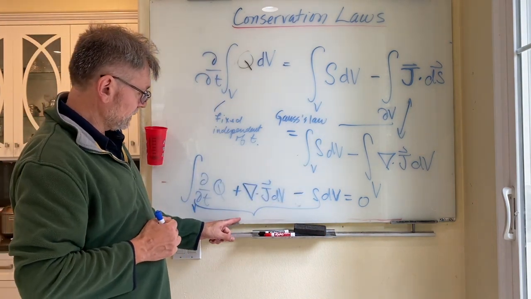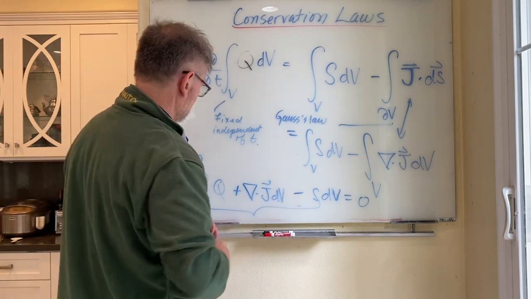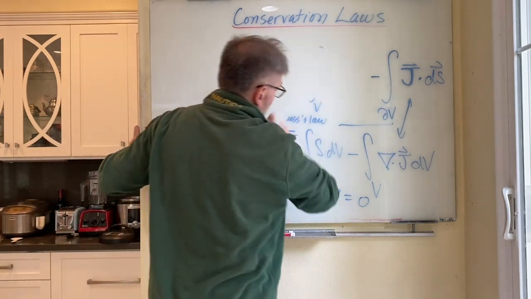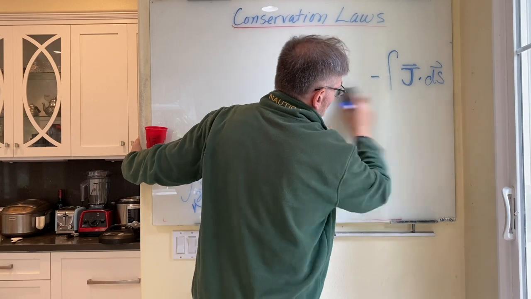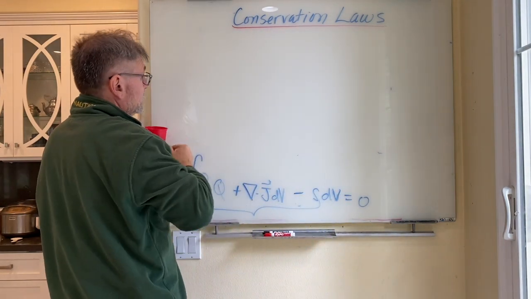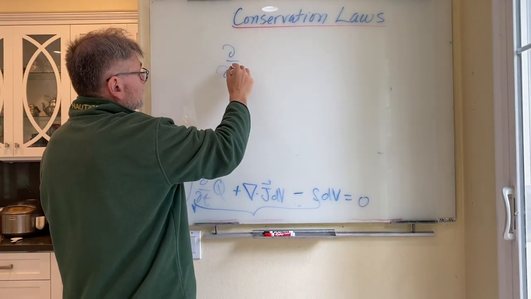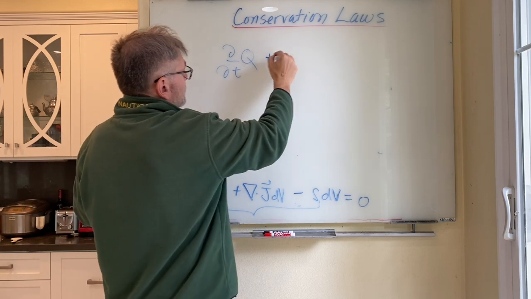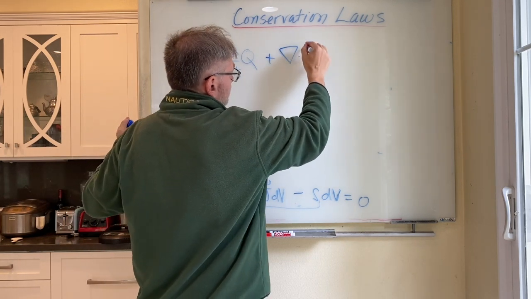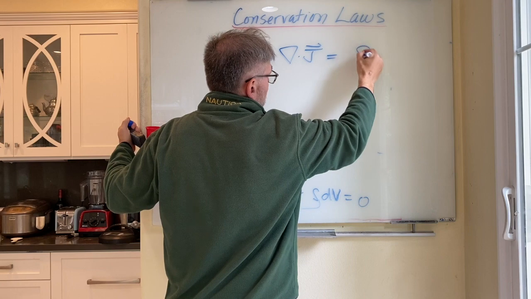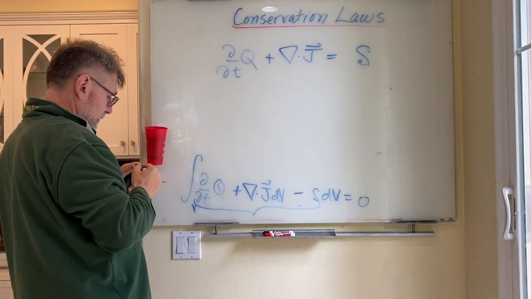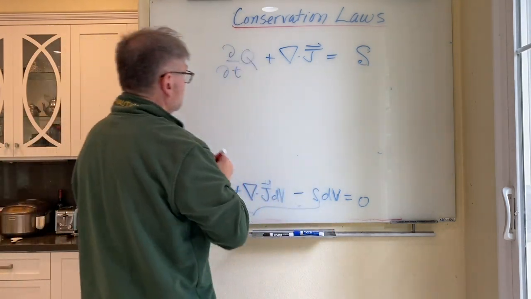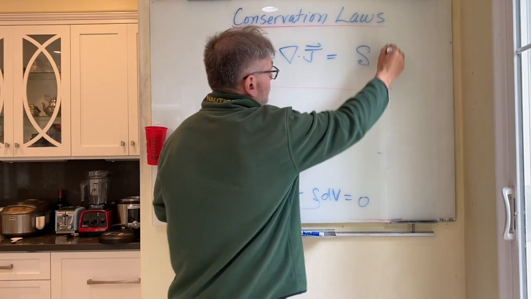And so this implies the following. The integrand has to be 0 everywhere. So we get ∂q/∂t plus div J is equal to S. And this is my conservation law. So this is a general conservation law written for a continuum.